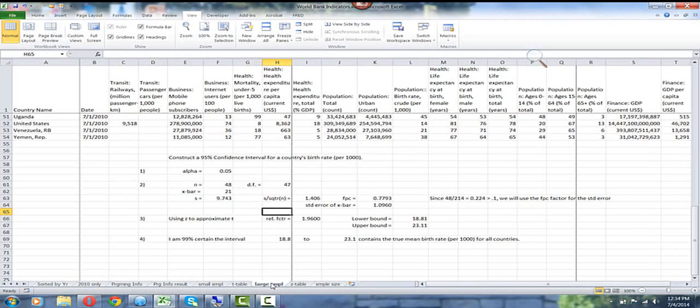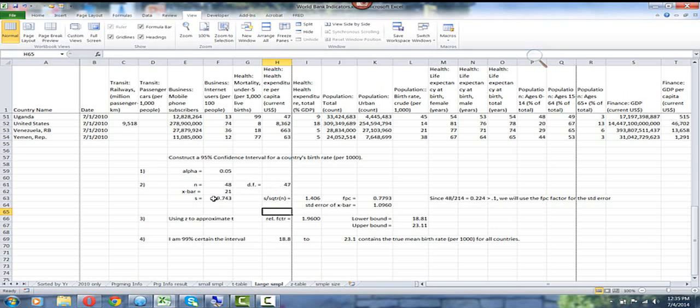The large sample, then, using the same World Bank data, but in this case we'll use a different variable. We're going to use the birth rate. So let's construct a 95% confidence interval for a country's birth rate, and this is per thousand. So that's actually this variable here, and so after step 1, where I identify alpha as 0.05, it turns out I have 48 observations. We have data available for birth rate from the total sample that I took. So I end up with 48 observations.